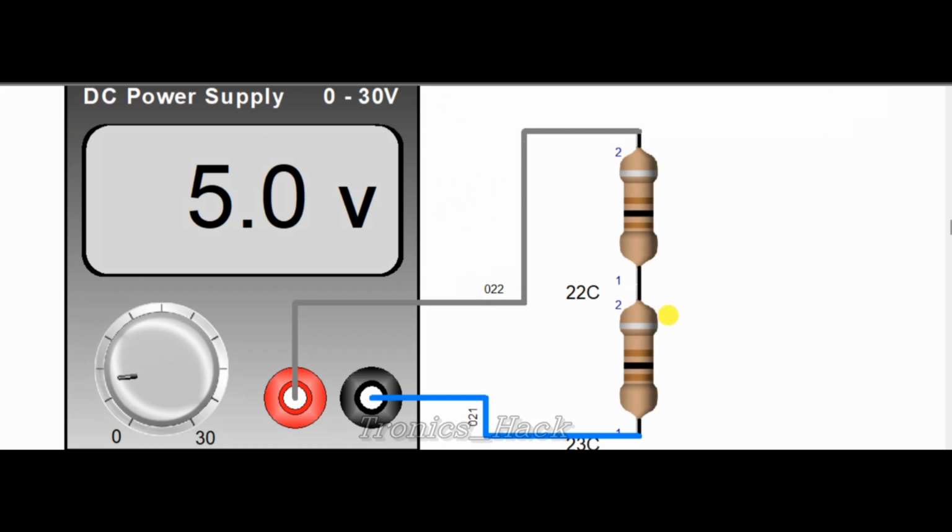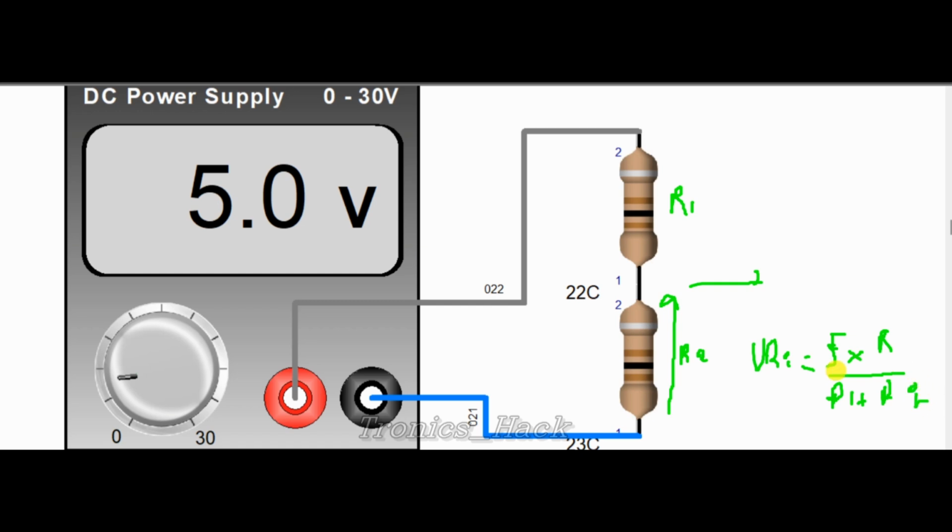The formula says that if I want the voltage across this resistor R2, and this one I will call R1, if I want the V1, this one voltage across R2, I have to do like this. VR2 equal to 5 times R2 divided by R1 plus R2.